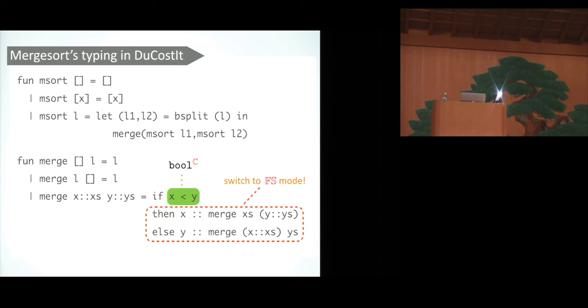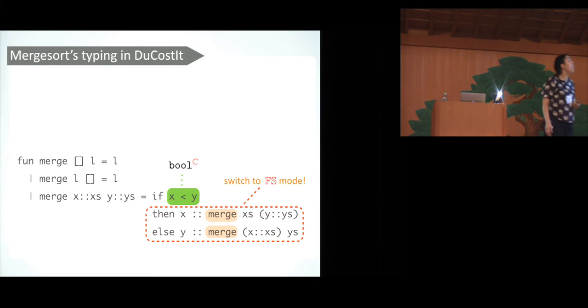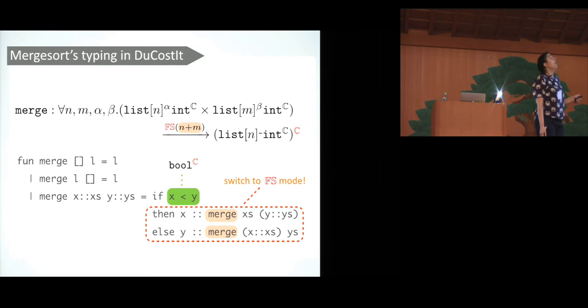Hence, we need to switch to this from scratch execution mode, which was not possible in CostEd. But in DuoCostEd, we can type merge with this from scratch execution mode. Since it's called recursively in these branches, we can give this function merge this type, with n plus m complexity, okay? So its from scratch execution will be linear in n plus m. And let's see how we can combine this to type merge sort.